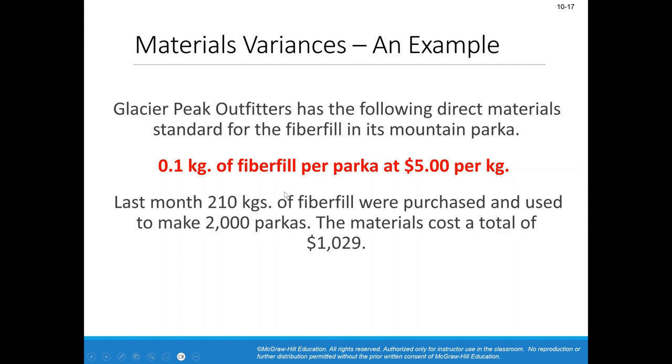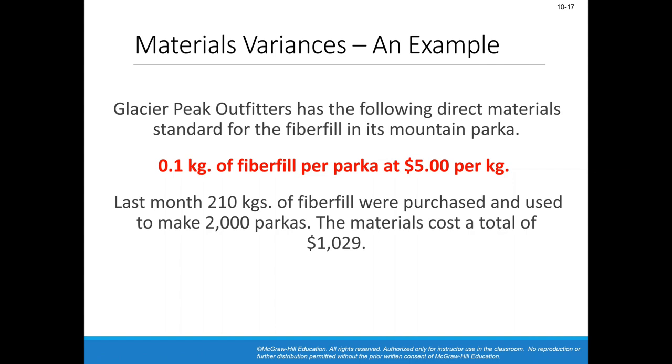So now what we're going to need to do first is to figure out, all right, what is the price per kilogram? And the price per kilogram is going to be 1,029 divided by 210 kilograms, and that's $4.90 per kilogram. So even before computation, you already know that you're going to have a favorable price variance because you paid $4.90 instead of $5. The other thing we're going to look at is, okay, how much did we use?